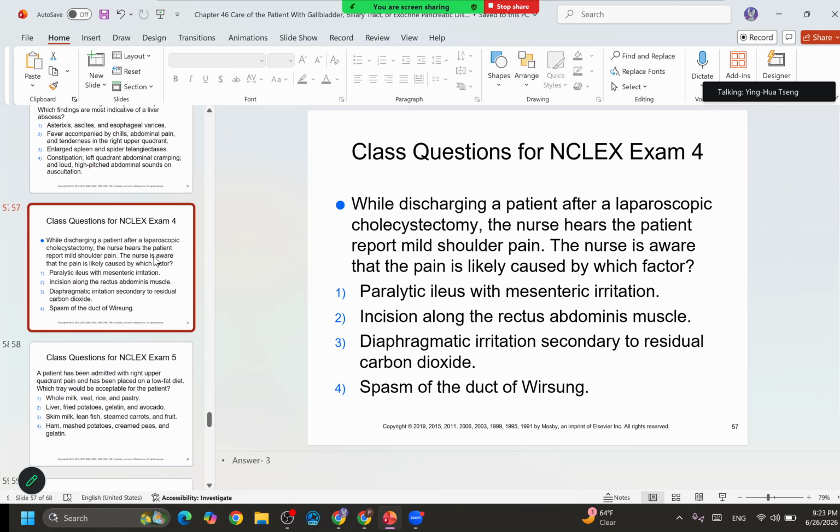So number 4. While discharging the patient after a laparoscopic cholecystectomy, the nurse hears the patient report a mild shoulder pain. Oh, this is a very typical NCLEX question. The nurse is aware the pain is likely caused by what factor? What's going on? Why does the shoulder pain happen?